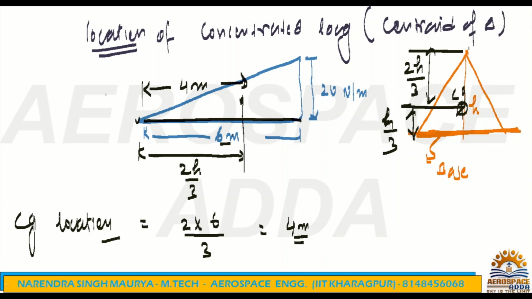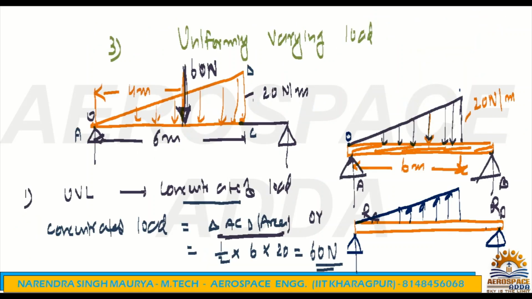From the base side also you can measure, it's your choice. If you measure this side, it's h by 3, that means 6 by 3, which means 2 meter. So it's your choice. If you are measuring from the base side, it's 2 meter. Generally we measure from the apex side. This is the uniformly varying load. Now we'll talk about the concentrated load.